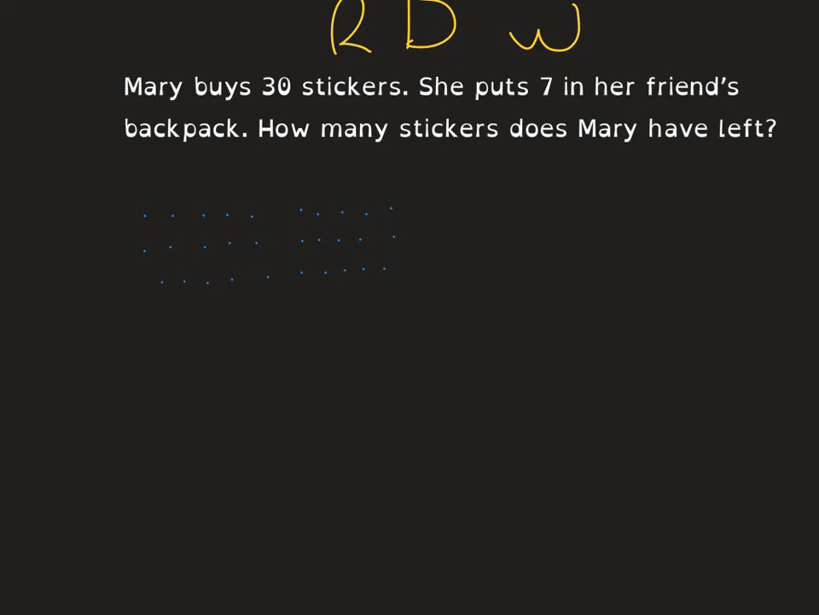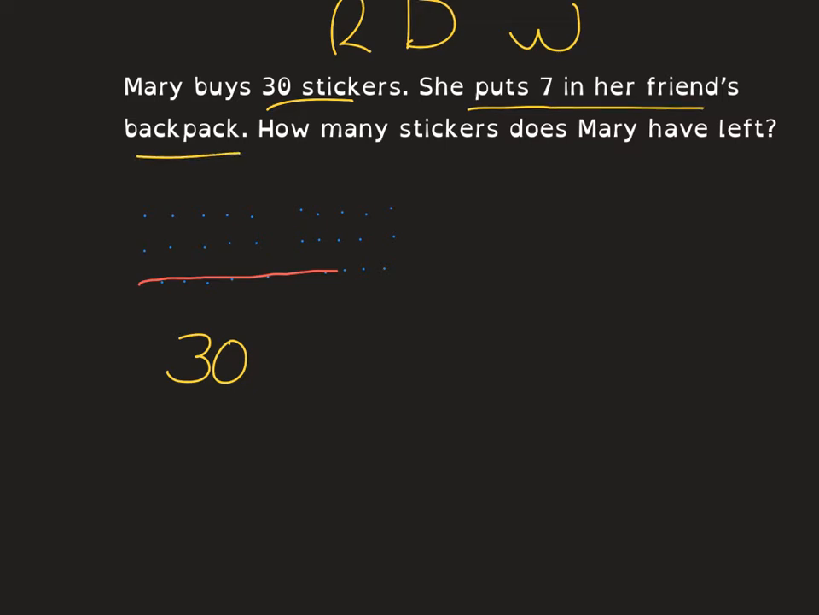Okay, so I'm going to now cross out 7 stickers, and there. Now I've done my drawing portion. I've drawn out what happened in the question. So now I move on to the writing portion. Mary, it says, started off with 30 stickers. So 30. She puts 7 in her friend's backpack.